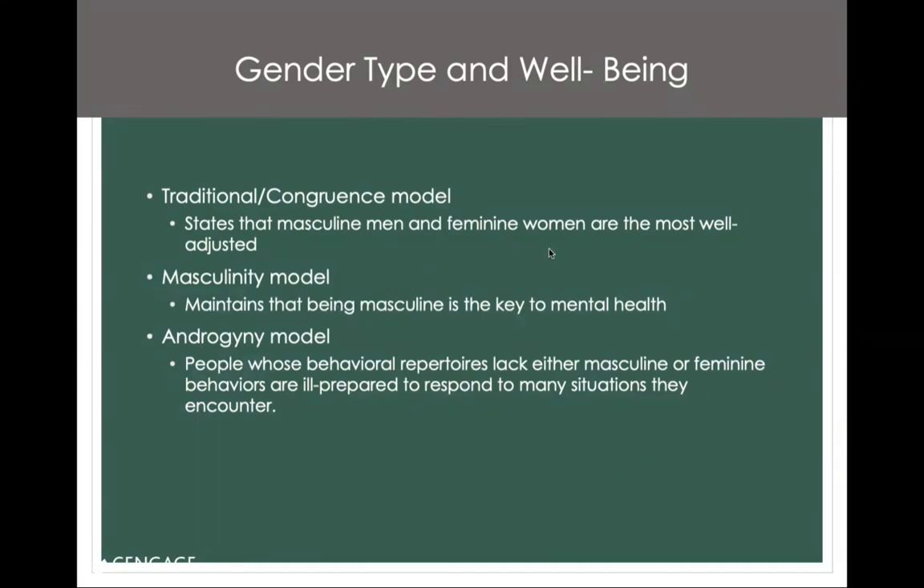So again, the traditional congruence model states that masculine men and feminine women are the most well-adjusted. The masculinity model, on the other hand, maintains that being masculine is the key to mental health. And the androgyny model suggests that people whose behavioral repertoires lack either masculine or feminine behaviors are ill-prepared to respond to many situations they encounter. So you need both man and woman in you. And this is what Carl Jung proposed as well. All of us have these unconscious archetypes, one of them being the anima and the animus, which is like we have both the masculine and the feminine aspects of ourselves.